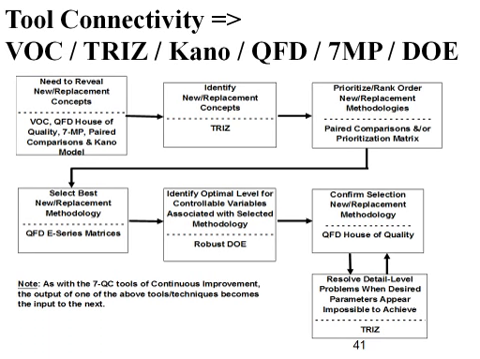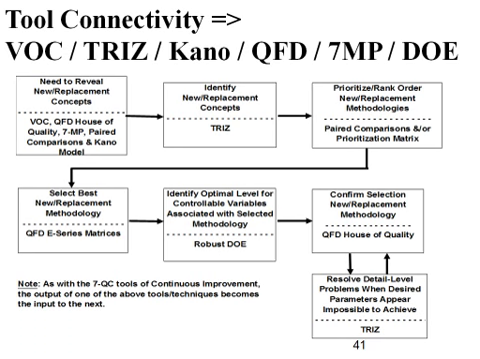Moving to the block on the far right at the top of the graphic, the next step is to prioritize and rank order new or replacement methodologies. For this, we can use paired comparisons and/or the prioritization matrix. That takes us to the selection of the best new or replacement methodology. For that, I would recommend the QFD E-Series matrices.